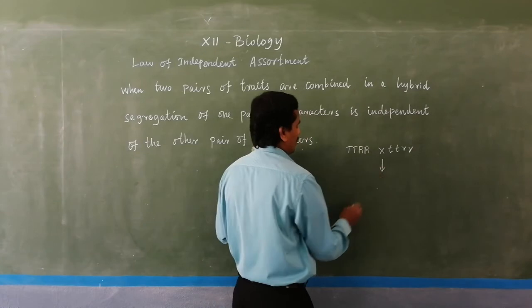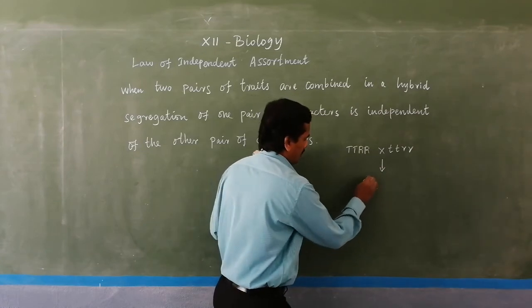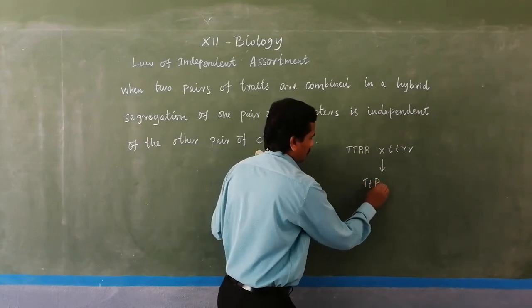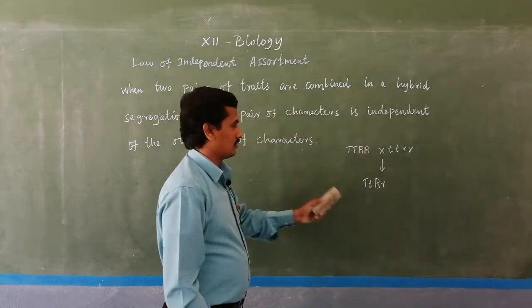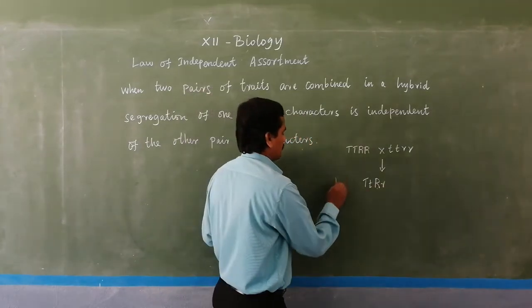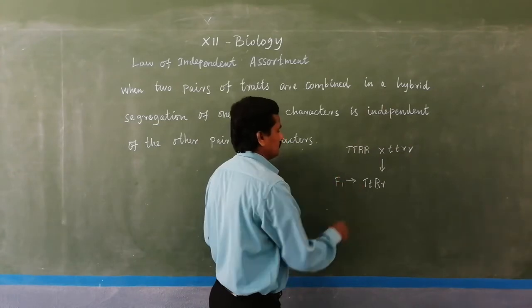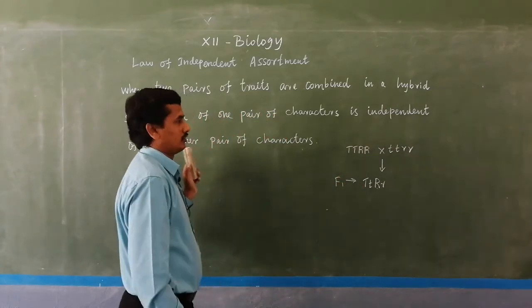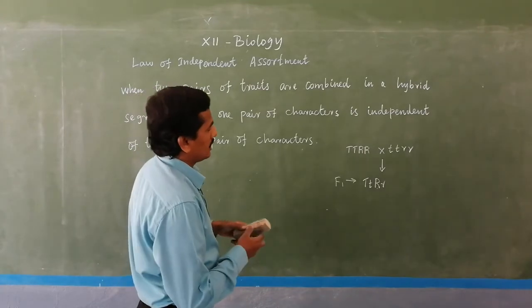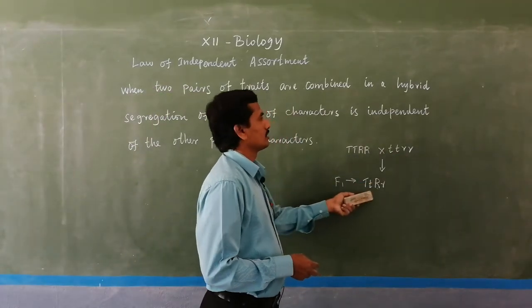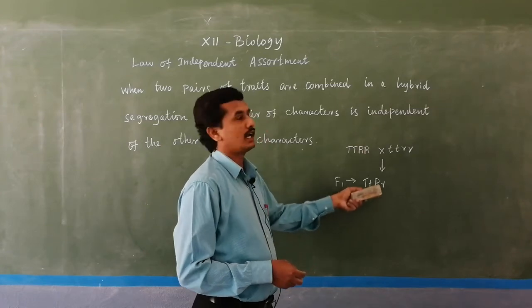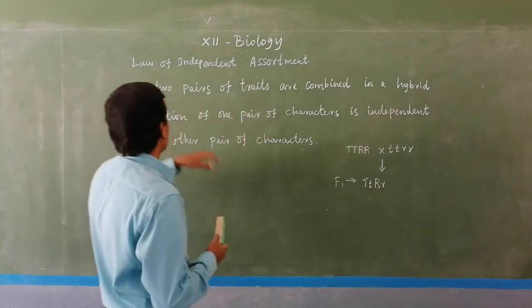In the F1 generation, what characters are produced? Tall pea plant with round seeds. These are the F1 plants. Tall pea plant with round seeds. Here it is homozygous, here heterozygous. It is only a hybrid. Listen again.